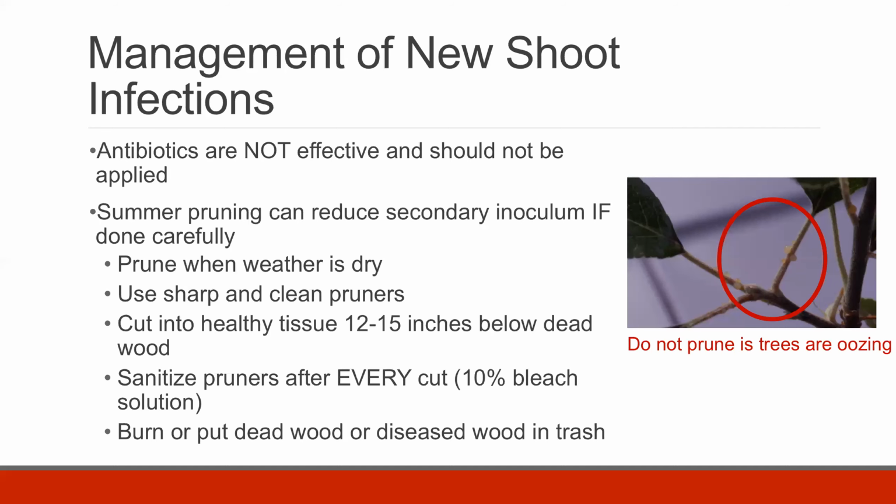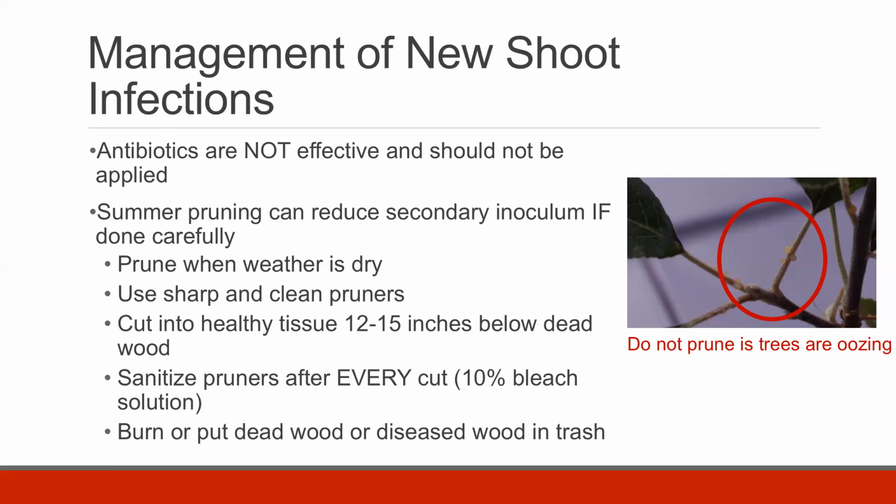If it's done carefully and when environmental conditions are not favorable for ooze, splashing, or dispersal, it can be very effective. So when summer pruning is recommended, we recommend that they prune when the weather is dry to prevent splashing of any potential ooze that's present in the tree, that they use sharp and clean pruners so they get a very clean cut, that they cut into healthy tissue that's 12 to 15 inches below dead wood.